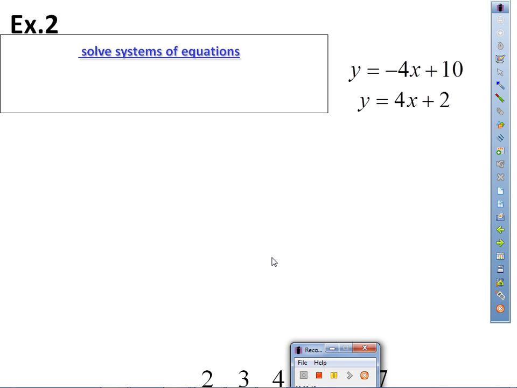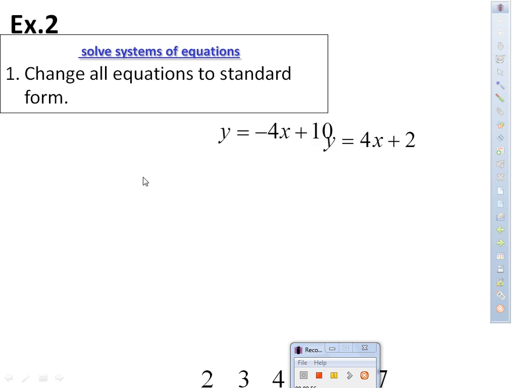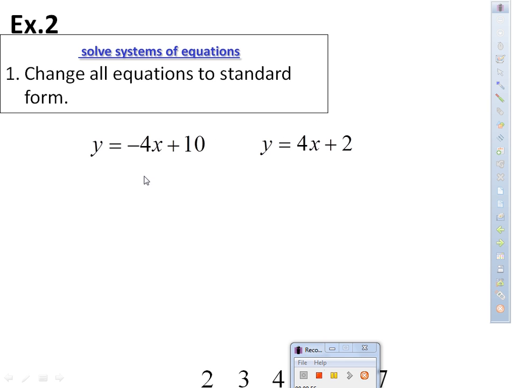All right, so let's do this one together. Let's go over our steps. Step 1 says change all equations to standard form. So we're going to rewrite them side by side and change them into standard form. So let's see. On this one, add 4x to each side, and then we're left with 4x plus y equals 10.